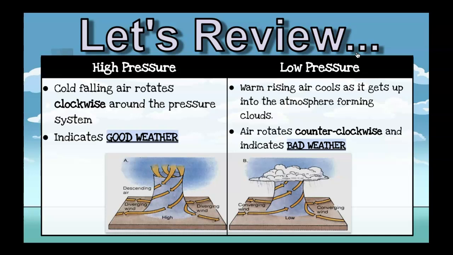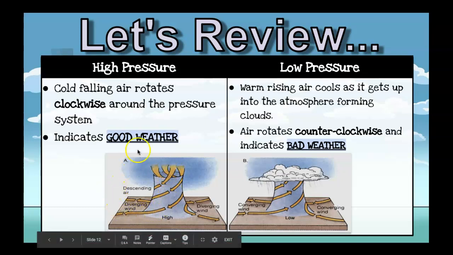So the first is about high and low pressure systems. With a high pressure system, you have cold falling air. So you know that cold things are more dense and they sink. So with a high pressure system, you have cold falling air down the middle, and that air rotates clockwise. Because you don't have anything going up, any moisture, any warm air going up and making clouds, high pressure systems will show you good weather. Okay, they don't have any type of bad weather associated with them. That cold sinking air goes down and out. So no creation of clouds whatsoever.